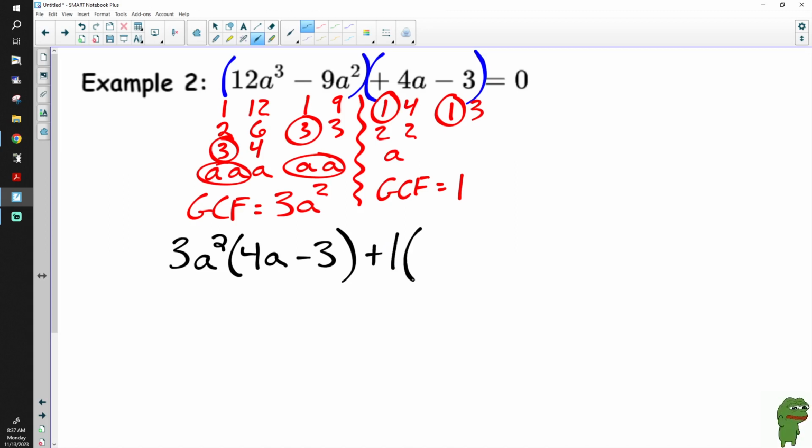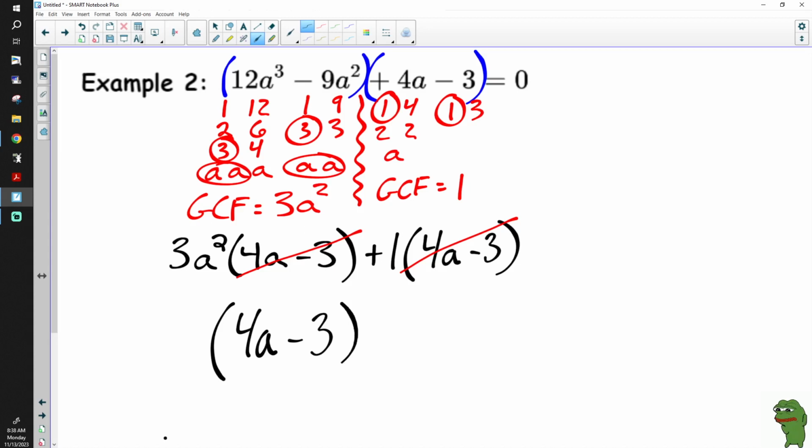And what's going to be left when I divide these both by 1? The same numbers as the last one. Yep, 4a minus 3. Are our 2 groups exactly the same? Yep. So that's our greatest common factor. We're going to get rid of them and write it out front. 4a minus 3. And what 2 terms are left over?